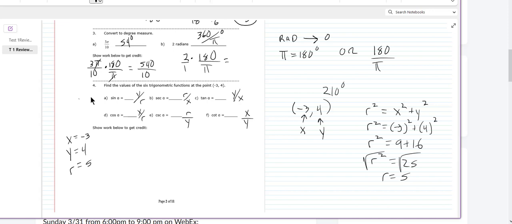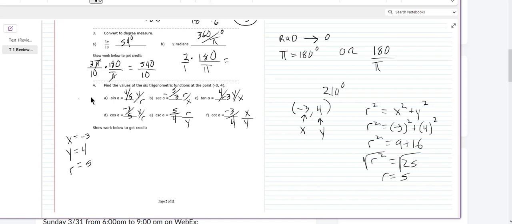Now all you have to do is put those in the definitions to get your answers. Reduce fractions if you have to. So the sine is 4 over 5. The cosine is x over r, so that's -3 over 5. The secant is r over x, so that would be 5 over -3. I just need to have a negative somewhere; it doesn't matter where the negative is. The cosecant is r over y, so that will be 5 over 4. The tangent is y over x, so that will be 4 over -3, or just -4/3. The cotangent is x over y, so that's -3 over 4.